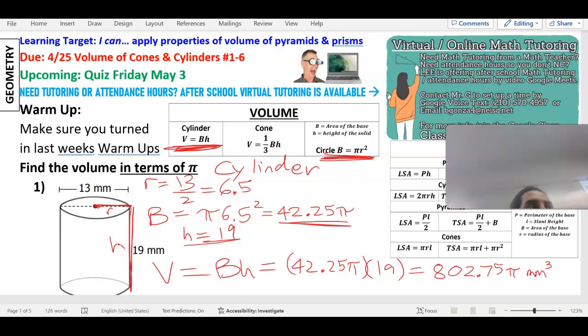Alrighty then. Make sure you have that written down. Did everyone grab the notes on the way in? Because we're about to do these notes for pyramids and prisms.